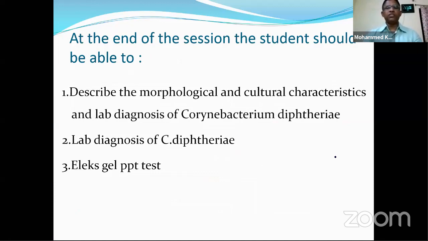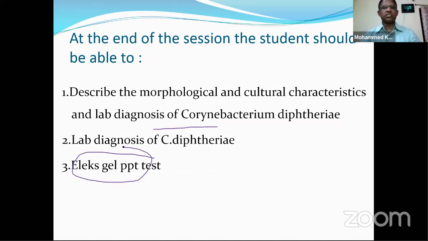Fine. In the next session, today we learned morphology, cultural characteristics of diphtheria, along with laboratory diagnosis. And this is the question that was asked previously, Elek's gel precipitation test as a virulence marker.